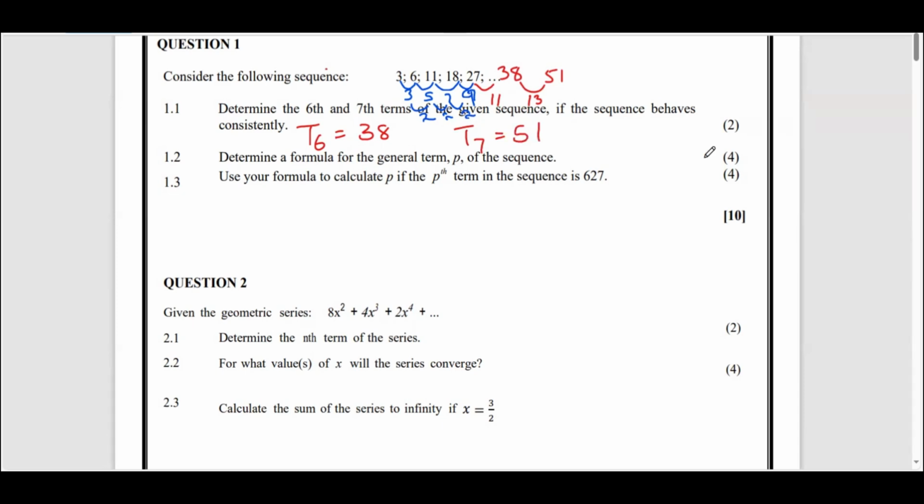All right, so that is 1.1. Then 1.2, they want us to find the general term of the sequence. So we know that the general term of a quadratic is always given in the form of an squared plus bn plus c. What we need to determine will be the a, the b, as well as the c. I'll just put the sequence this side.